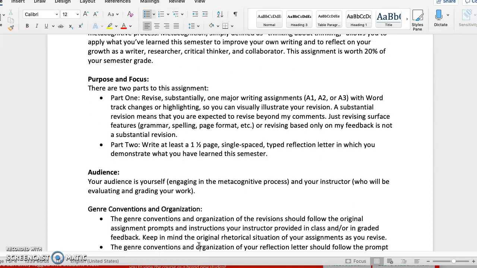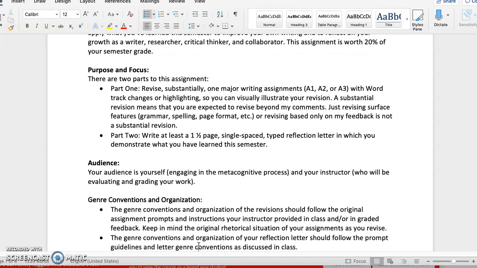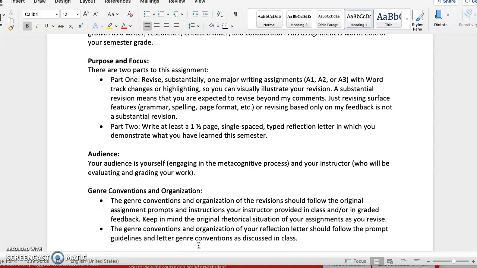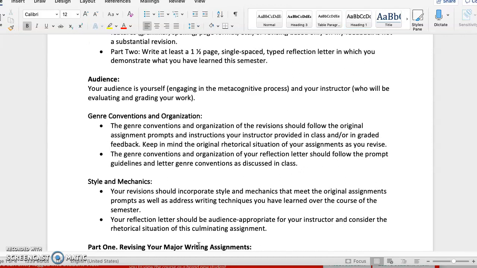Okay, so the genre conventions and organization of the revisions should follow the original assignment prompts and the original rhetorical situation. So you're not shifting your audience of A2 to be me now, but the audience for your letter is me. And the genre conventions and organization of your reflection letter should follow the prompt guidelines and letter genre conventions that we will discuss. Your revisions in terms of style and mechanics should meet the original assignment prompts, as well as demonstrate growth in this area. So maybe you'll do some particular looking at your sentence structure, your voice, that sort of thing for your revisions.